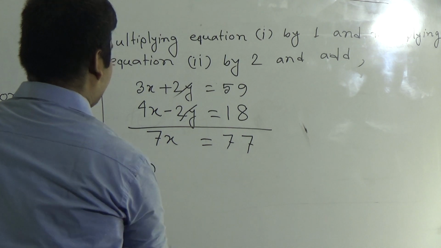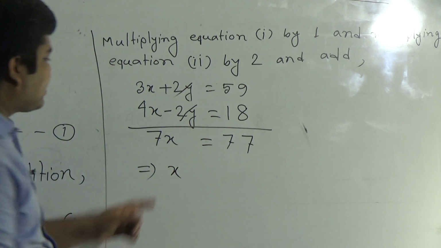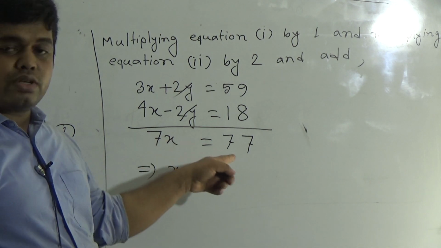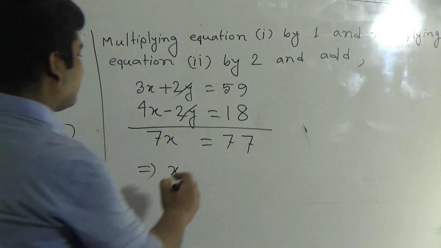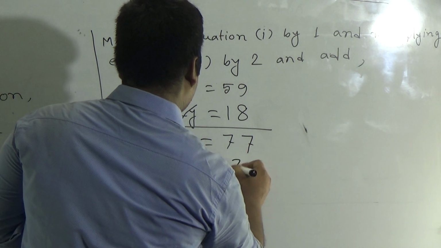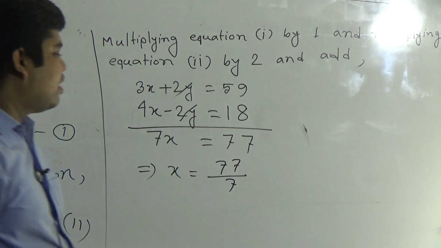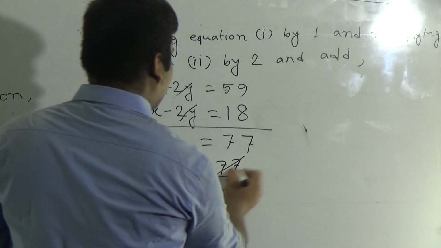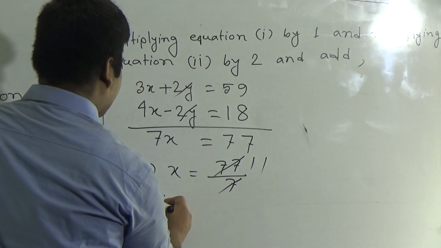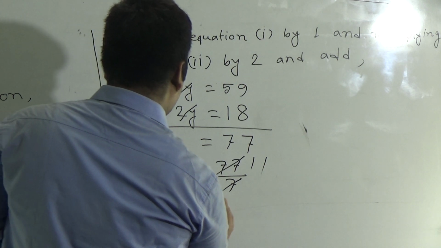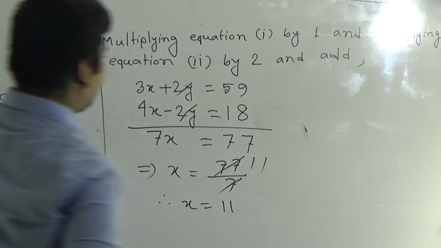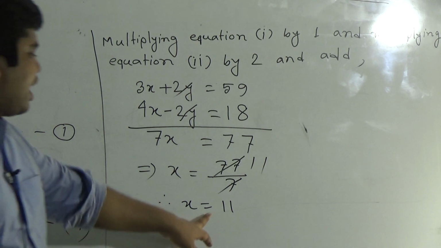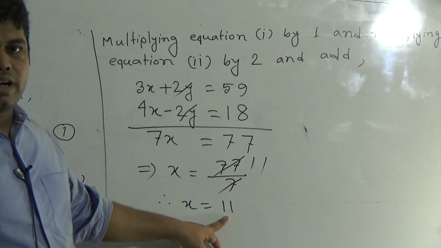Now we solve for x. As 7 is multiplied here, if we transfer it to the right side, then it will be 77 divided by 7. Now we cut 77 by 7. If we cut, then we get 7 on the 7, 7 on the 7. That means we get 11. So x equal to 11. My dear student, we get the value of x, 11. This is the first number.